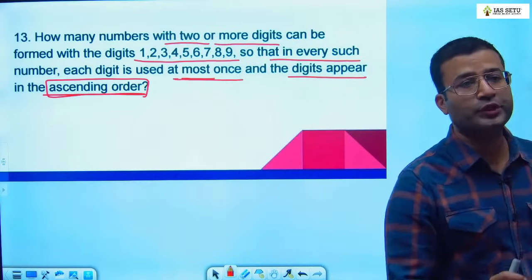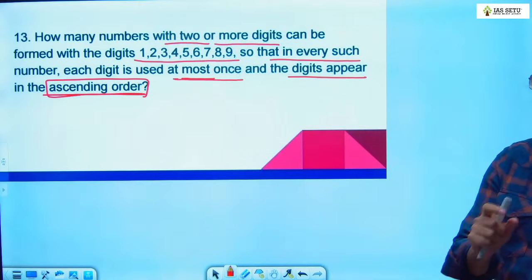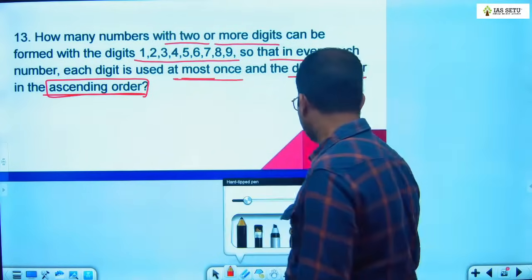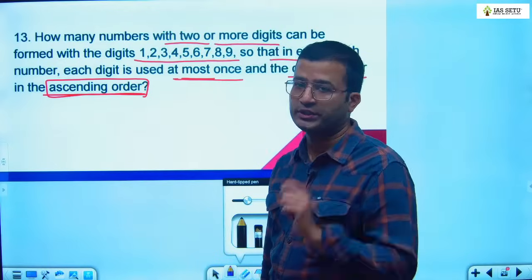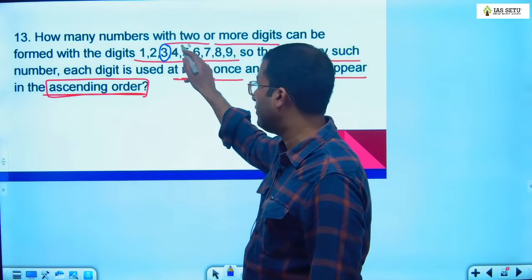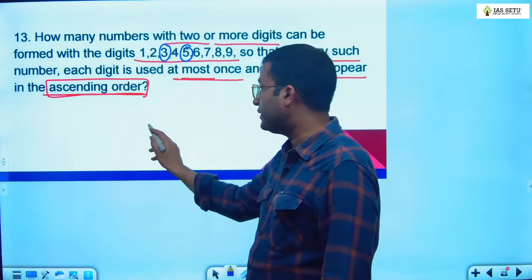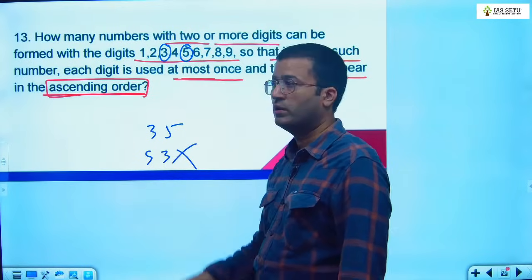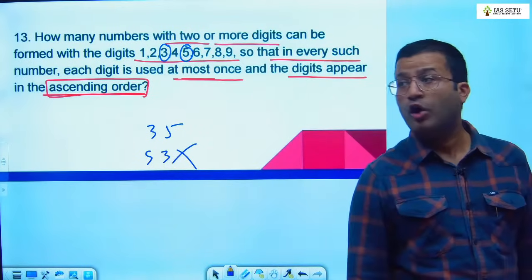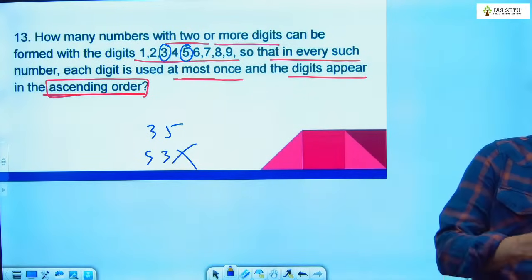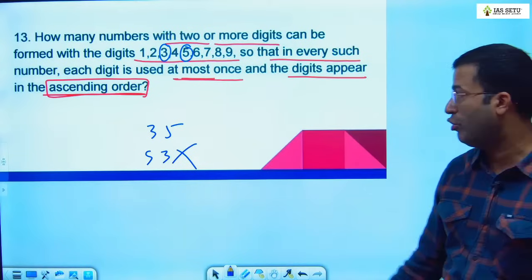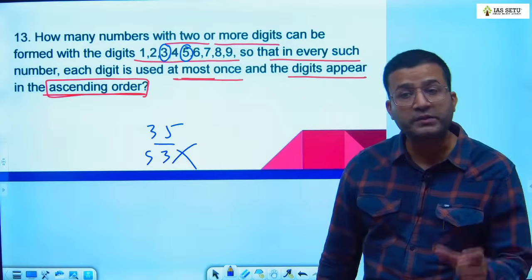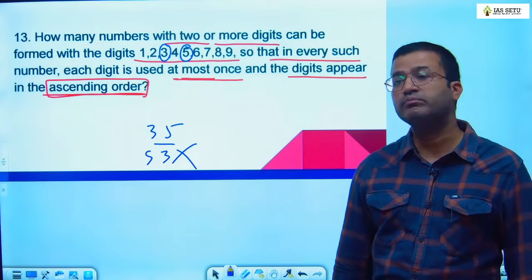Now, what is the beauty about this? When they mention that digits have to be in ascending order, for example, I will make a number with 2 digits. I pick digits 3 and 5. I write 3 and 5. Can I write 5 and 3? No. 53 is not allowed. Only 35 is allowed. It has to be in ascending order. So it means only the selection matters.